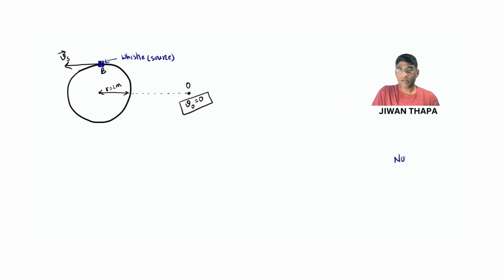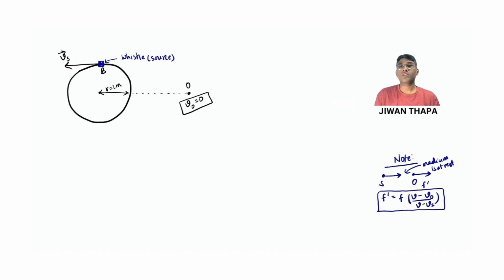And as I said earlier, for the condition source moving towards observer and observer moving away from the source, provided the medium is at rest, we have the apparent frequency heard by the observer, F dash equals F times V minus V naught by V minus Vs. So we have this expression here, where V is the speed of sound. So this is to be noted.